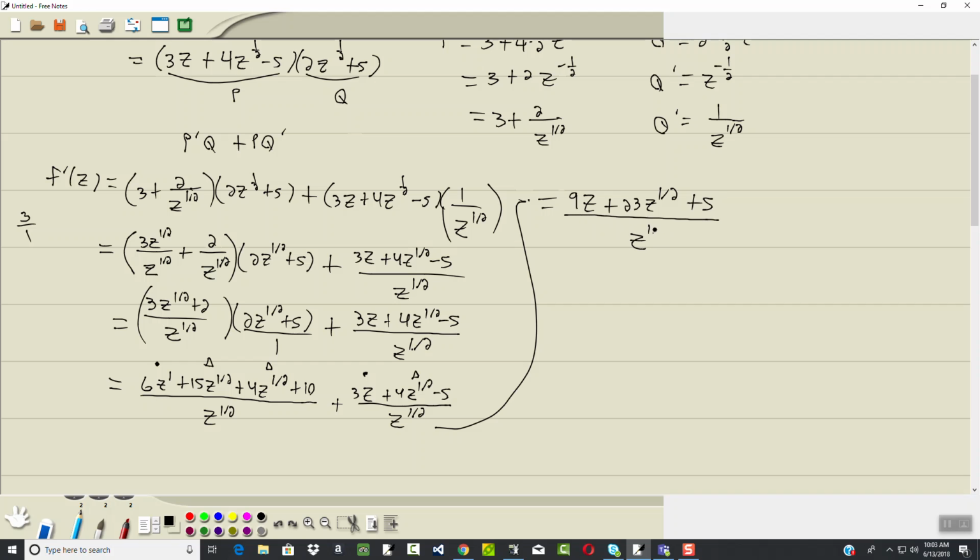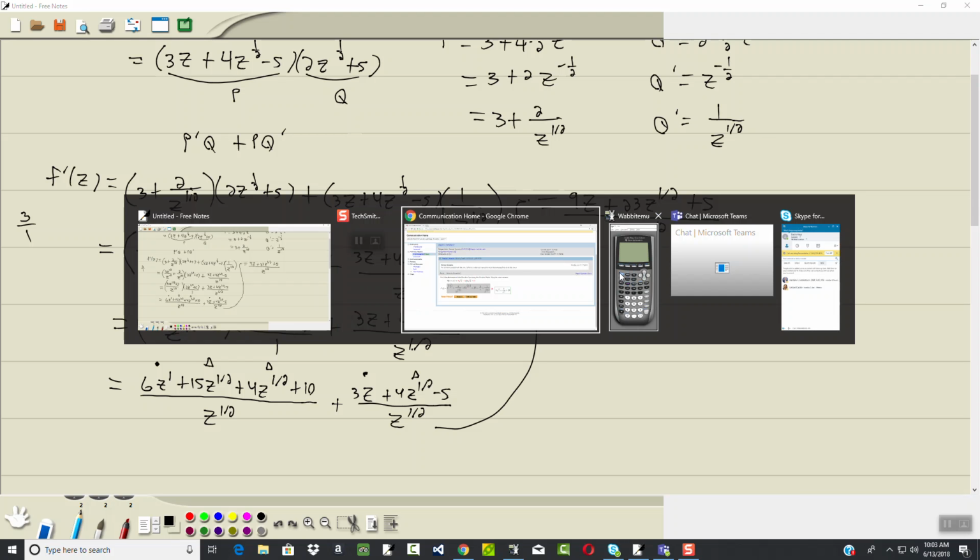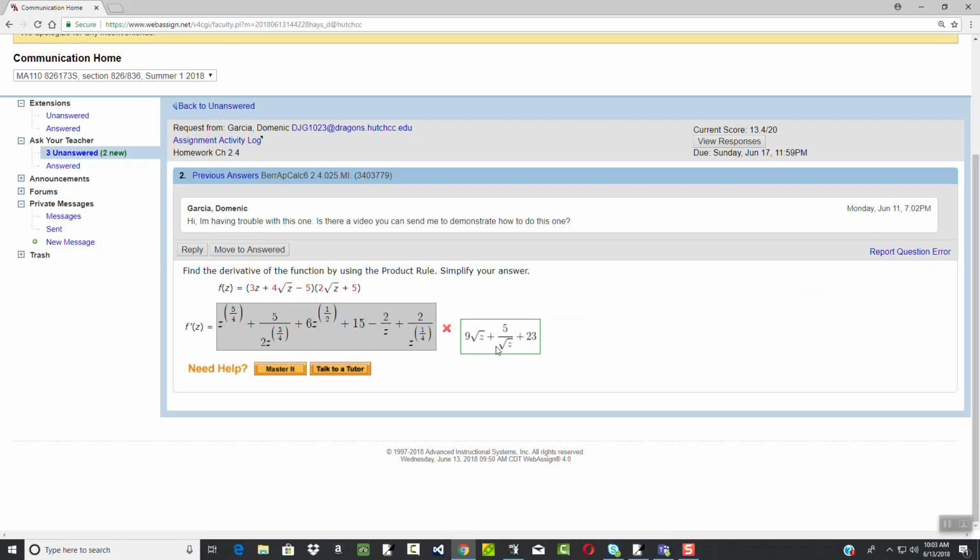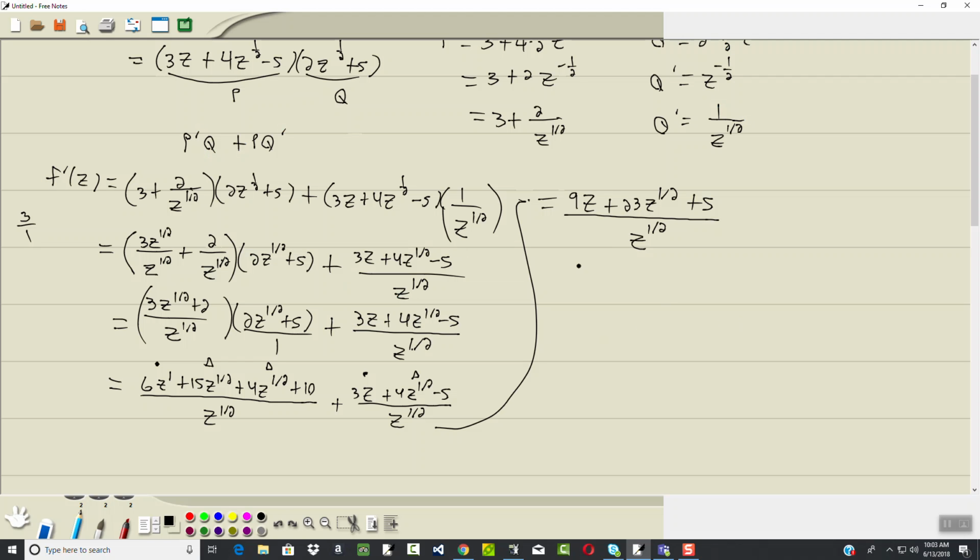Over z to the 1/2. Now, typically, simplified form means get a single fraction. But if we look at what answer they're looking for, they actually split it up. So they're not very consistent in that regard. So if I split this up into separate fractions, the pluses up here are what separate them. So this is 9z over z to the 1/2 plus 23z to the 1/2 over z to the 1/2 plus 5 over z to the 1/2.